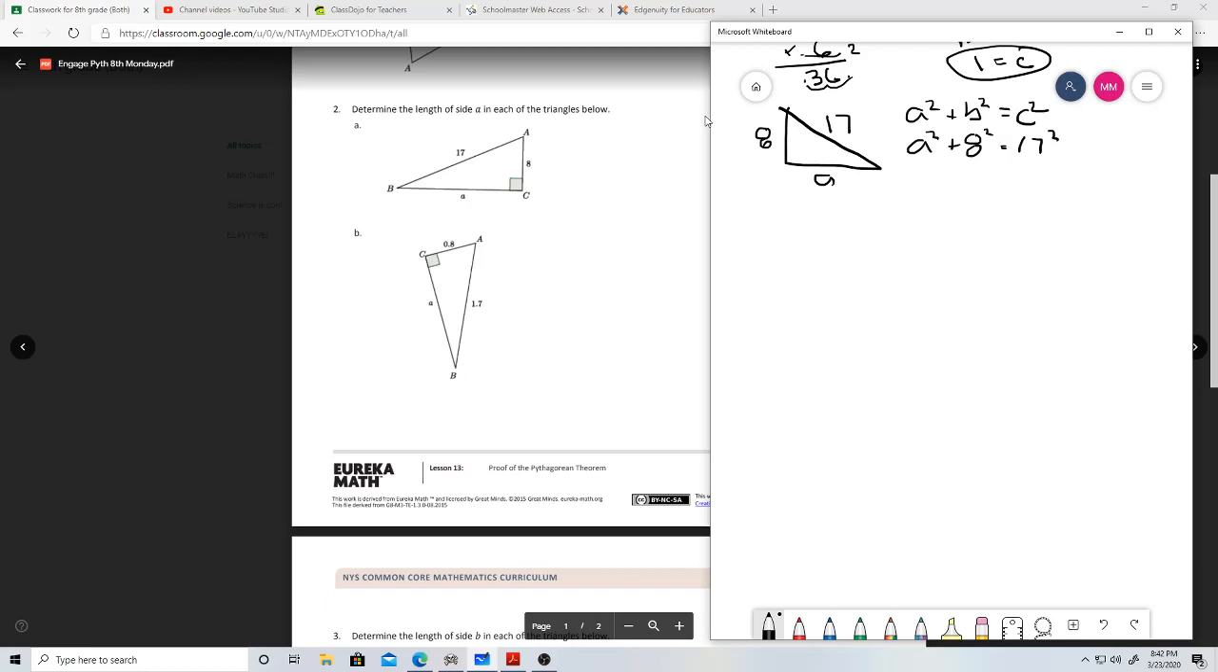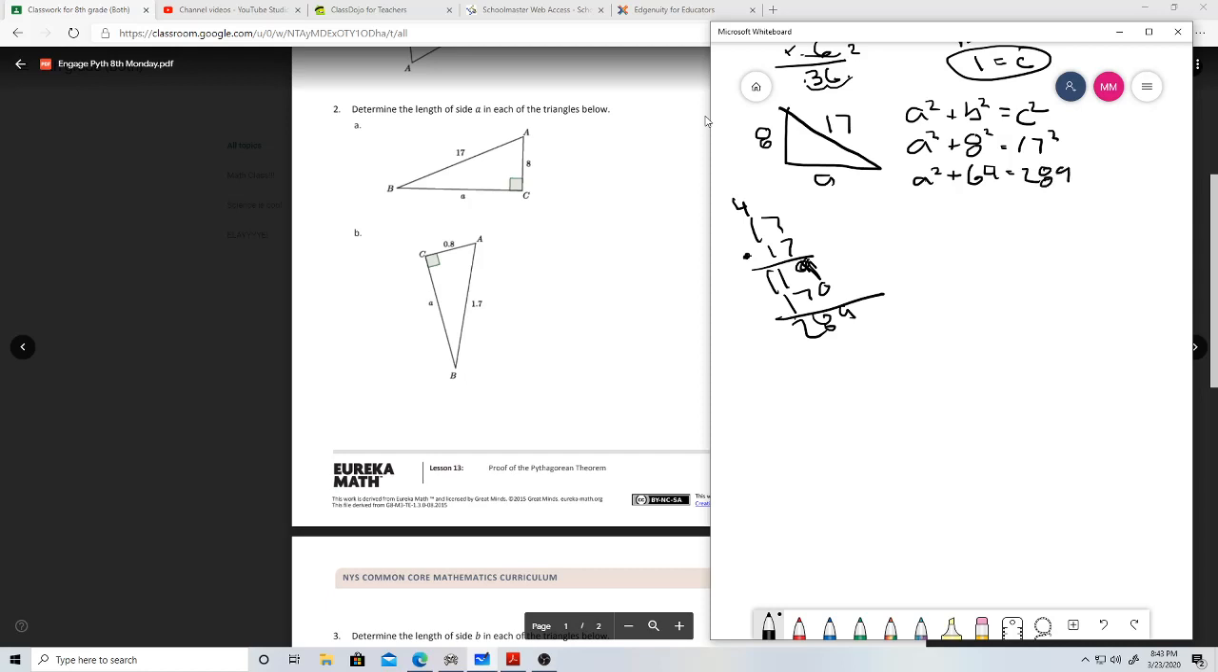A squared is A squared. 8 squared is 64. And 17 squared is, what is 17 squared? Let's see. 7 times 7 is 49. Carry the 4. It's not pretty. Alright, 7 times 1, 7. 7 plus 4 is 11. 1, put the 0. 1 times 7, 7. 1 times 1 is 1. What do we end up with? 9, 8, 289.